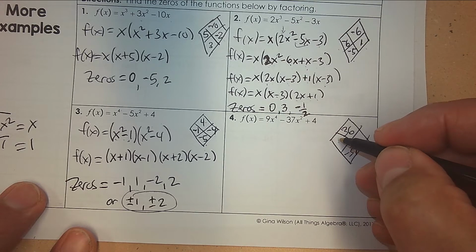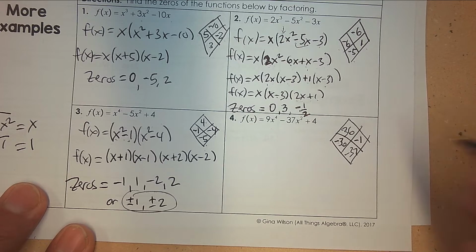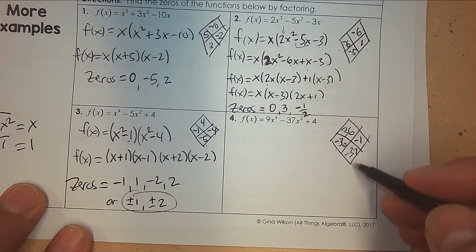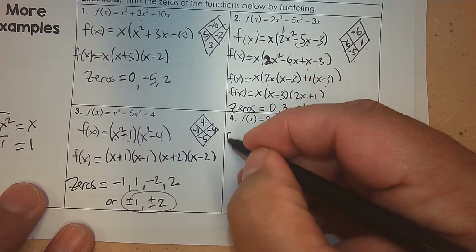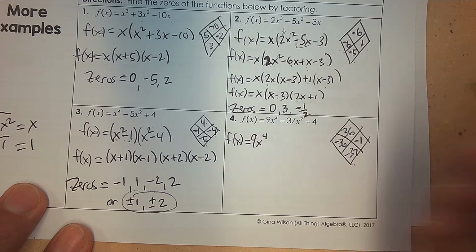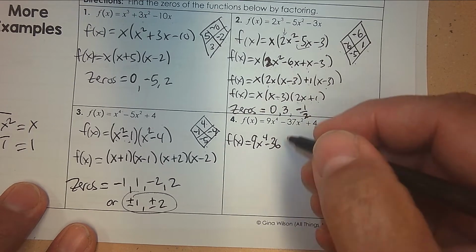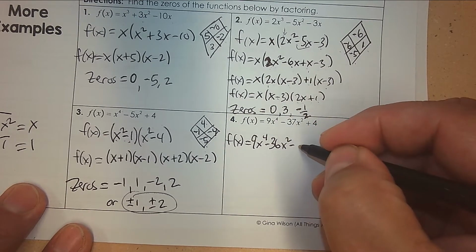So the numbers that match are going to be negative 36 and negative 1. They multiply to positive 36 and they add to negative 37. So we're going to use those. I'm going to go back into the equation, take out the negative 37 and put in the two new numbers, which are negative 36 x squared and negative 1 x squared.